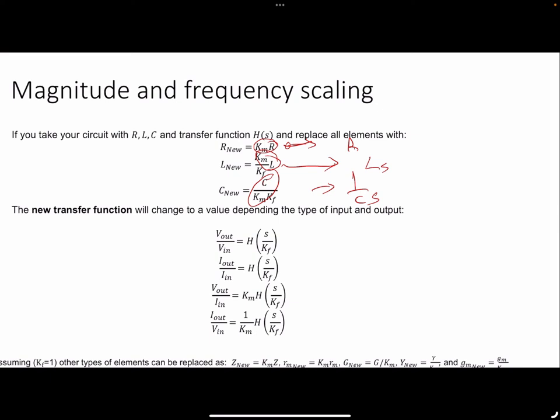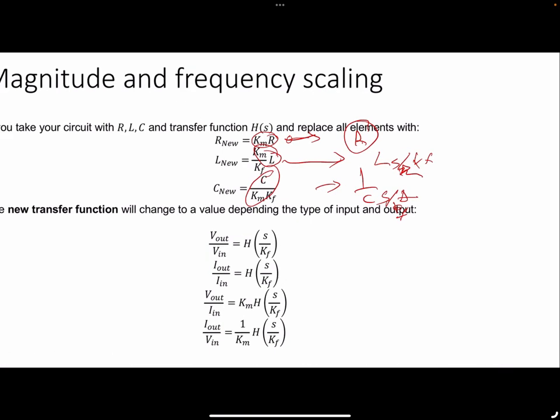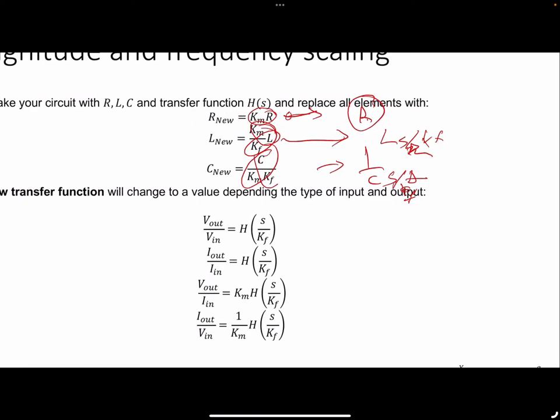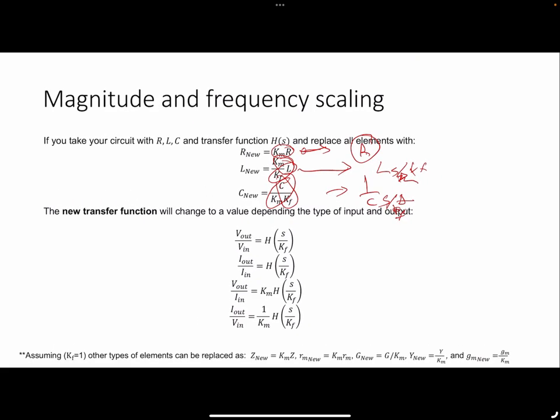Now, remember, we also talked about frequency scaling. In frequency scaling, since you're trying to do something with the argument s, and R is not dependent on s, you don't do anything to R. Now, with respect to both the capacitor and inductor, since you're replacing s with s over Kf, and the s is always multiplied with the lumped element parameter, whether it be capacitance or inductance, whenever you frequency scale, you divide the inductance or the capacitance by Kf.